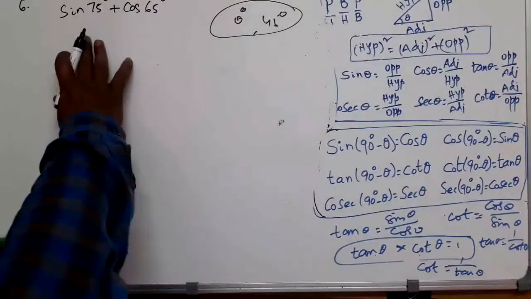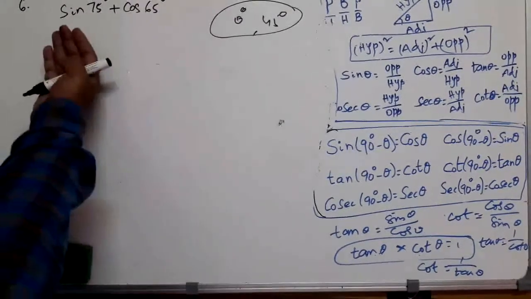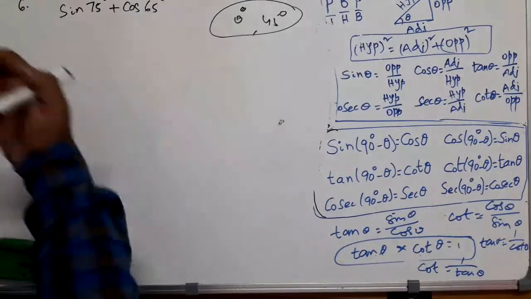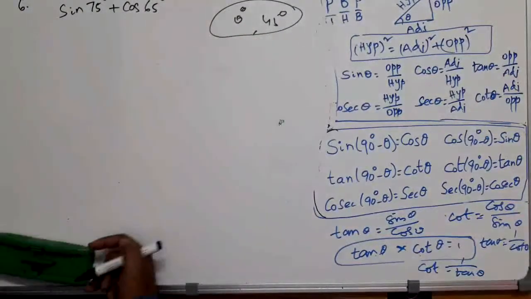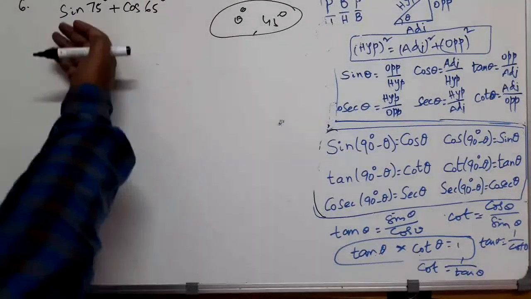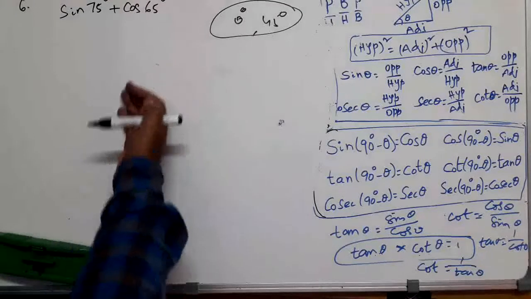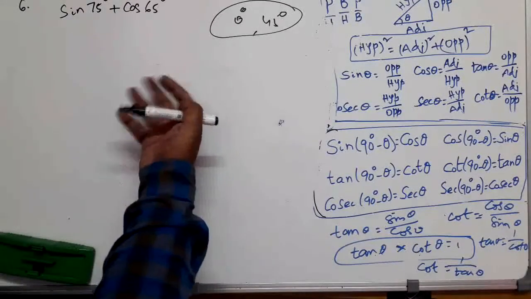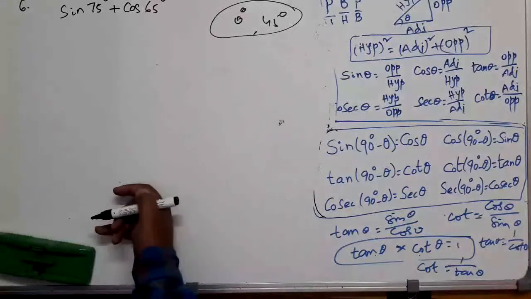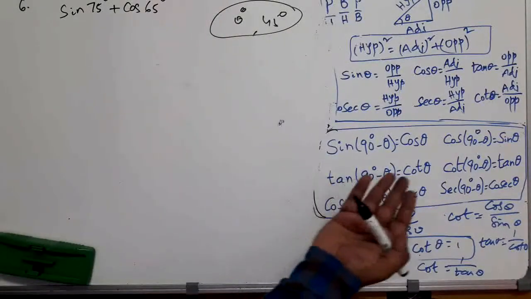I don't want terms like this. There are two trigonometric ratios given, sine and cos. Angles are 75 degrees and 65 degrees. They are greater than 45 degrees, of course. Yes, how shall we proceed? I want to convert these trigonometric ratios to some other form so that the angles will appear between 0 and 45 degrees. So how shall we proceed? Yes, let us use these relations, right?